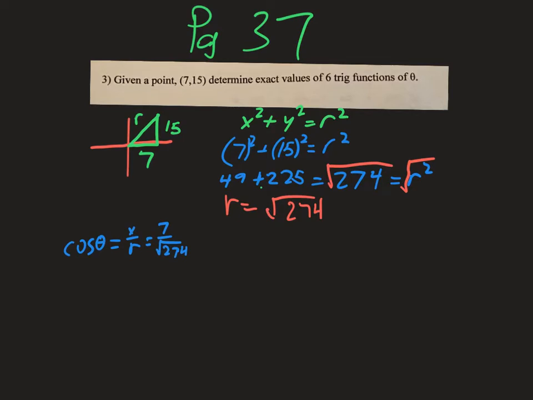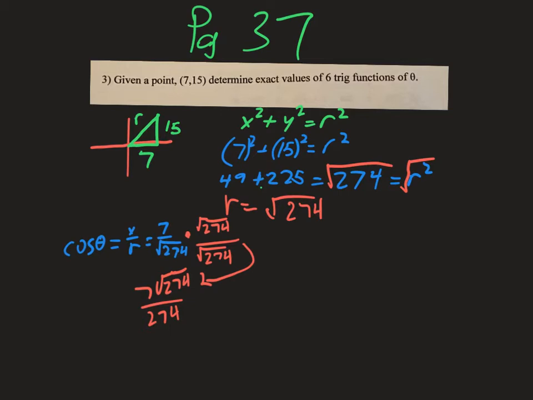Now, we don't leave our answers in this form. We're going to have to rationalize this. So I'm going to multiply by root 274 on the top and the bottom. Okay, and so what that means is you're going to finally have your final answer. Let me bring it down here. And it's going to be 7 square root 274 over 274.